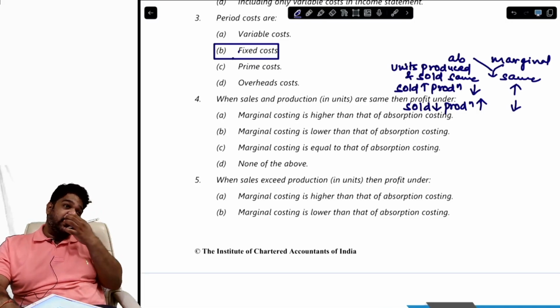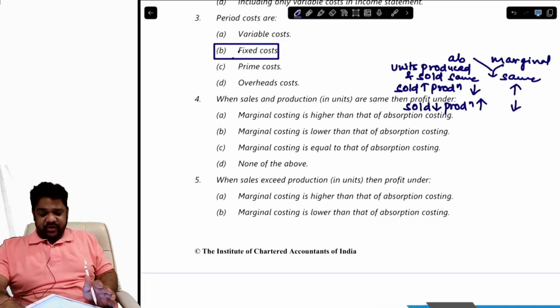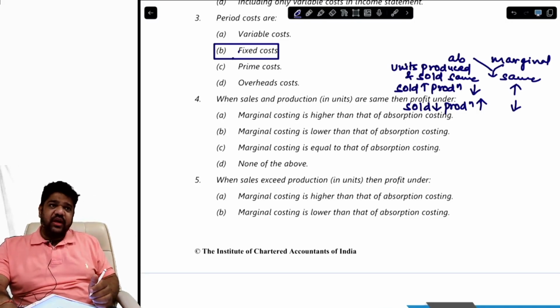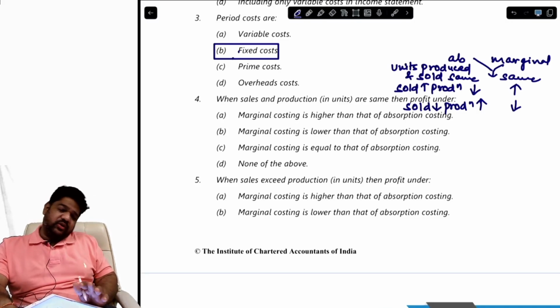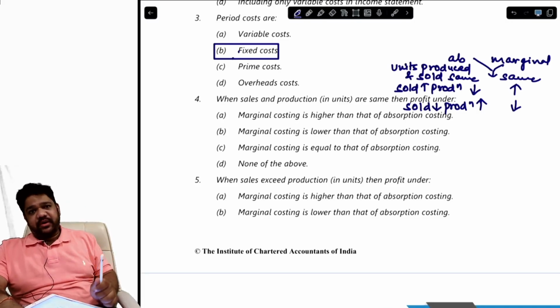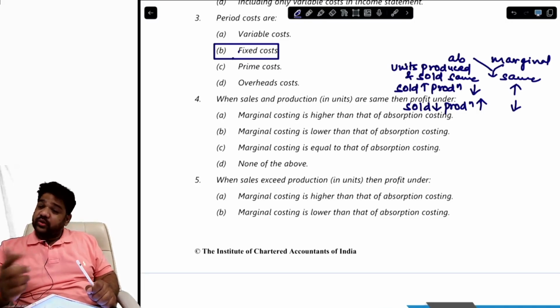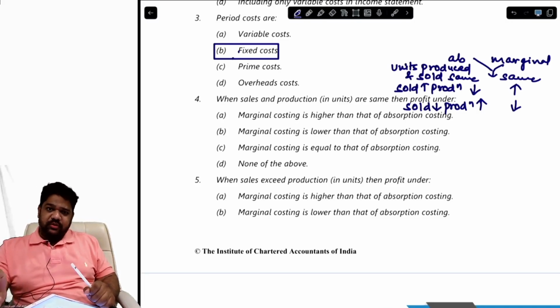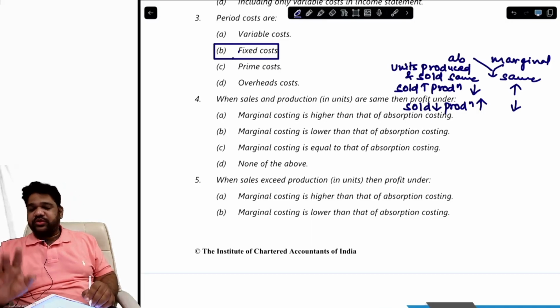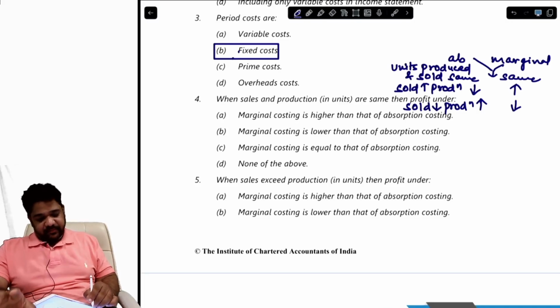Okay, now why? There is a whole derivation to it. Quite honestly, for something this small, I don't think it is worth it. But yeah, you can keep it in mind. If the units produced and sold are the same, profit would be same. If units sold are more than the produced, then marginal costing will give you more profit. If the units sold are less, production is more, then absorption will give you more profit. Okay, keep this in mind.